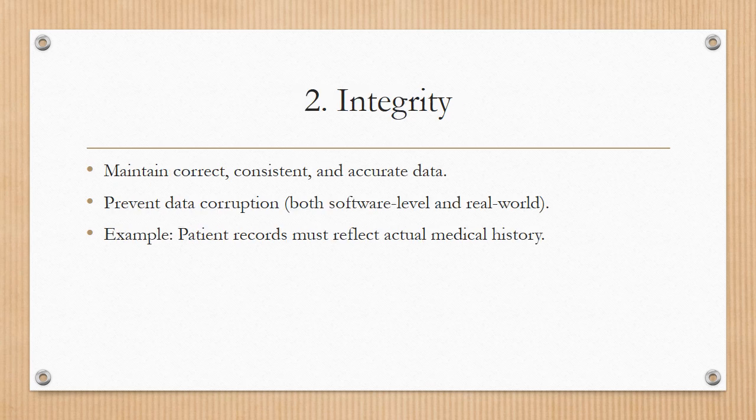Second, integrity. Integrity means the database must maintain the integrity of data. The data should be accurate, preserved, and viewed at various levels. We need to avoid the corruption of data at the lower level and ensure accurate representation of data at the higher level. For example, the patient's record must reflect the actual medical history.